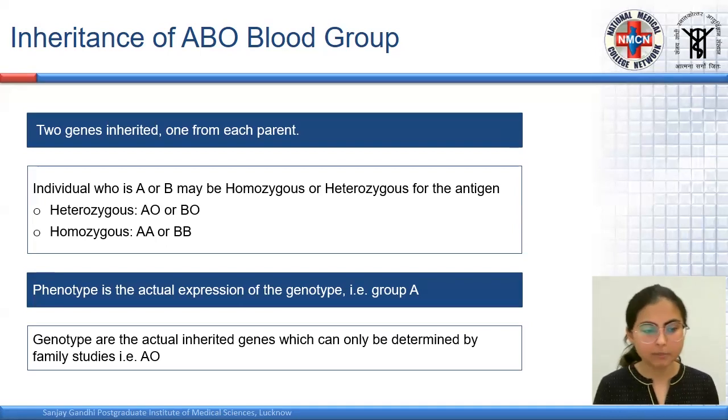If A and B both are present, it would be typed as AB because they are codominant. If both A and B are absent, then the blood group is called O blood group. So O blood group basically does not have any new antigen. It is the absence of A or B antigen.